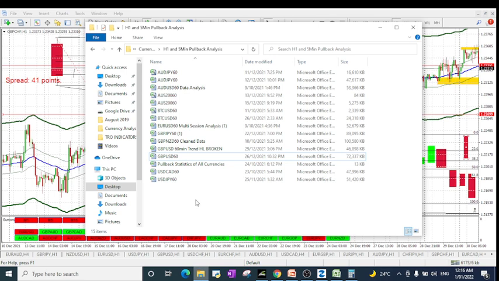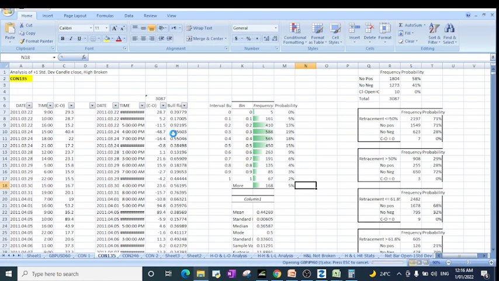And this is the result of that analysis. Did I do it in pound yen? I think I did it in pound yen. Is it pound yen or pound Australian dollar?